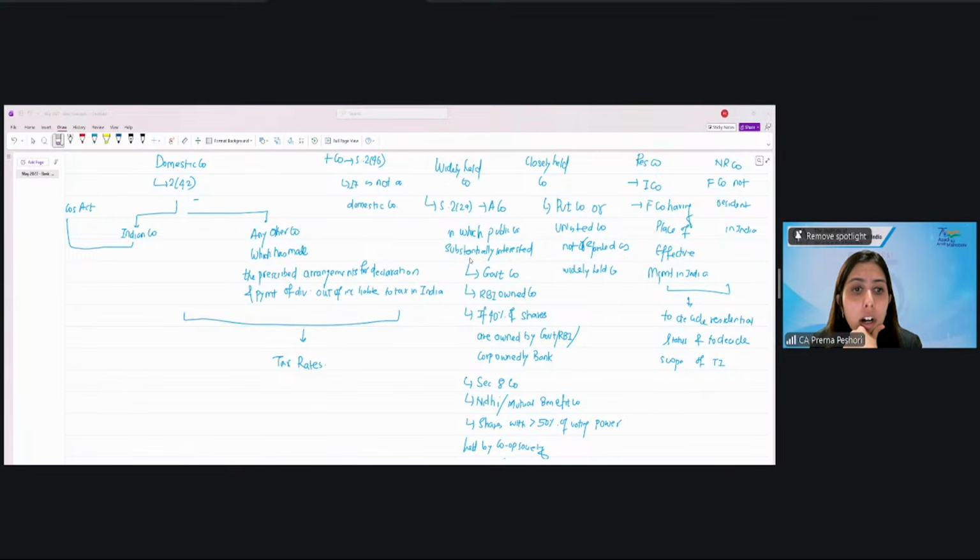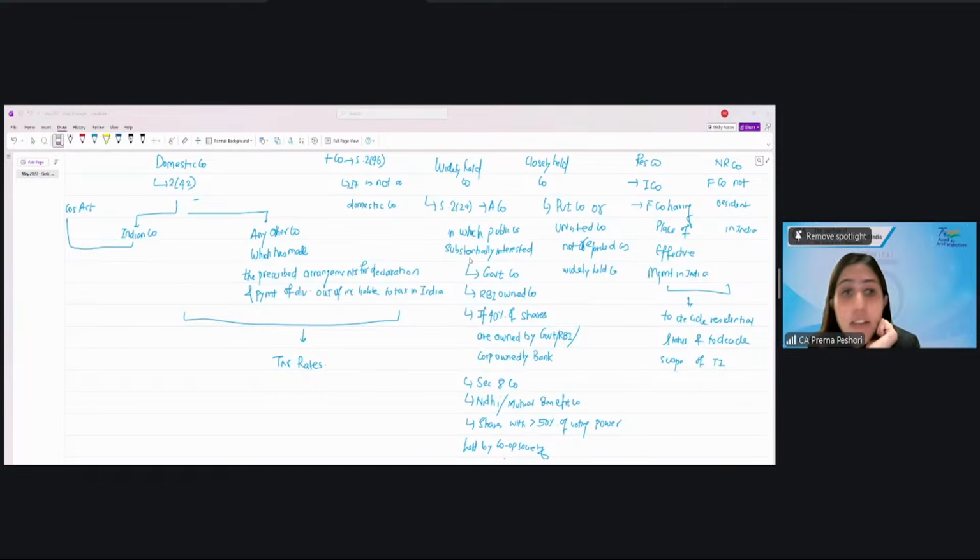Now, for example, if we talk about gifts, gifts are capital receipt. But the income definition specifically covers the gift. You don't receive gifts daily. So the income definition specifically says receipt of property without consideration shall be considered as income.